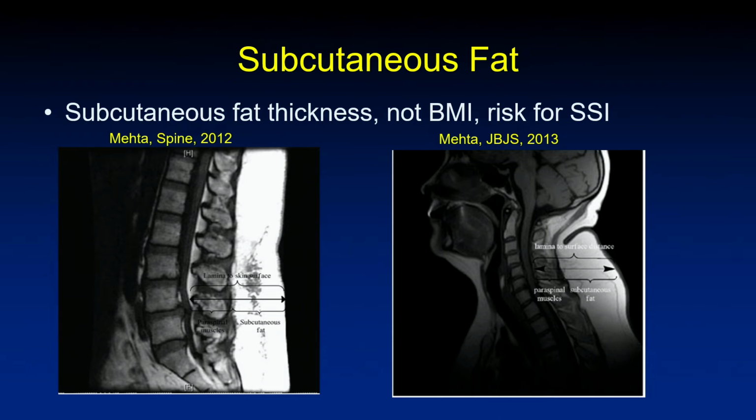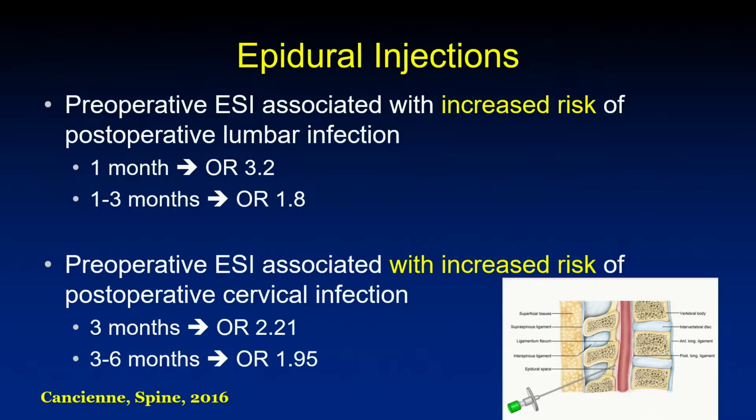So we have published on this subcutaneous fat thickness. I can predict when I'm going to get a posterior wound infection. When you dissect a half a mile to get to the spine, you know that you're going to have a problem with that patient after surgery.